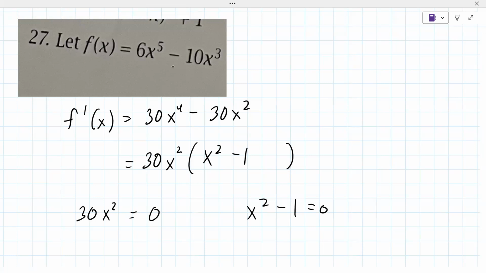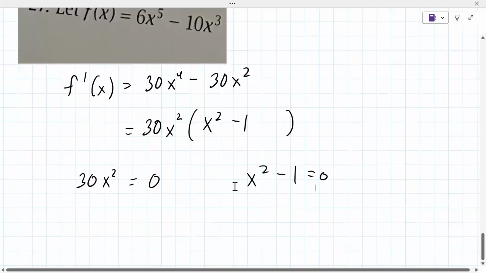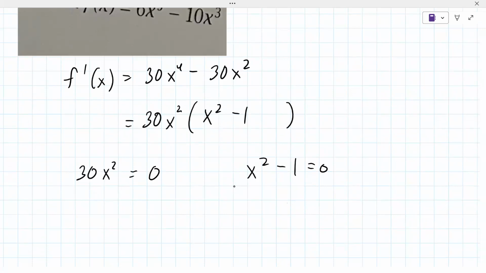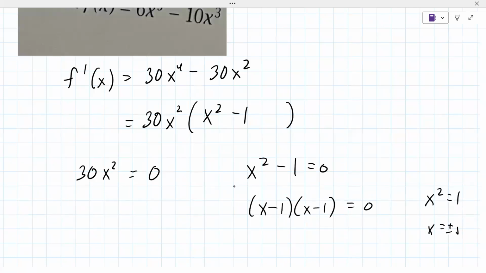I know that x squared minus 1 equals 0. There's actually two solutions though, a plus or minus. One reason is it's a difference of squares. The other is that it's x squared equals 1, so it's plus or minus the square root of 1, plus or minus 1.